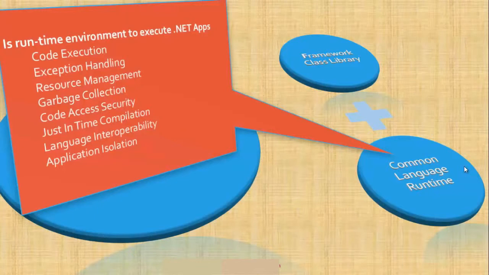CLR is the runtime environment to execute .NET applications. That means it is responsible for executing all .NET applications. It also does various important tasks like exception handling, garbage collection and just-in-time compilation. In easy words, CLR executes .NET applications and also does various execution related tasks.